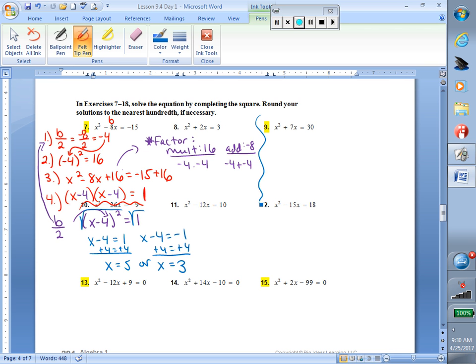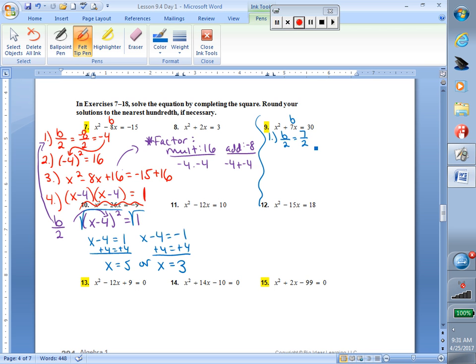Let's try that process again with number 9. Step number 1, we need to divide b by 2. The b value again is right in front of the x, the plain x to the first power. So in this case it's 7.